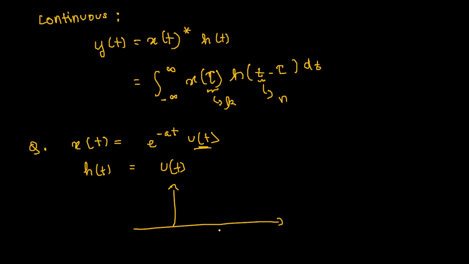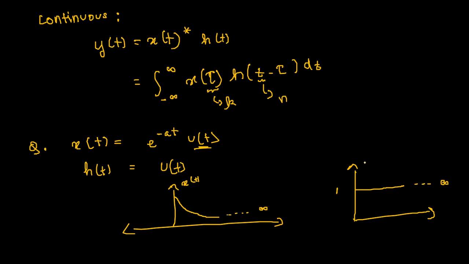All right. So this is x of t, and since it's exponential, it's a negative power of an exponent. It's a constantly decreasing curve. Right. So this is how x of t looks, and it goes all the way to infinity. And h of t again is unit step function, so it remains 1 till infinity. Right. So again, the first few steps of convolution remain the same.